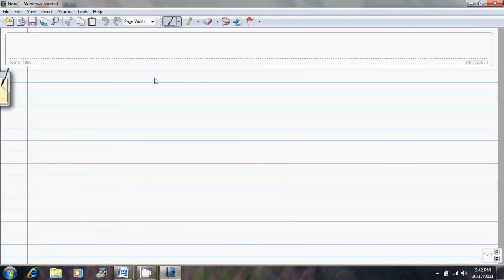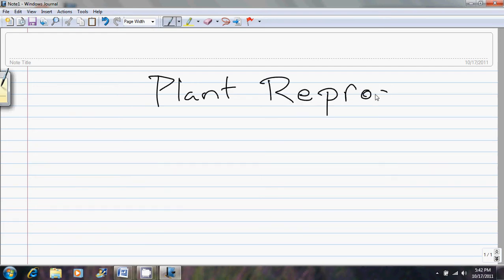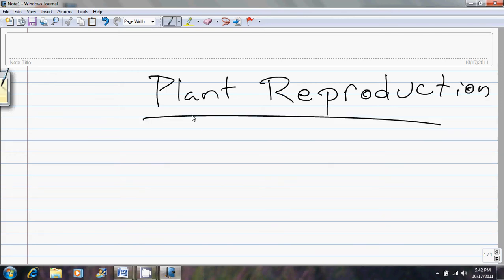And today what we're going to be talking about is plant reproduction. And again, reproduction is something that is very important because without reproduction, we would not have life. So let's talk about all those pretty little flowers and how we get more of them. They don't just magically appear.